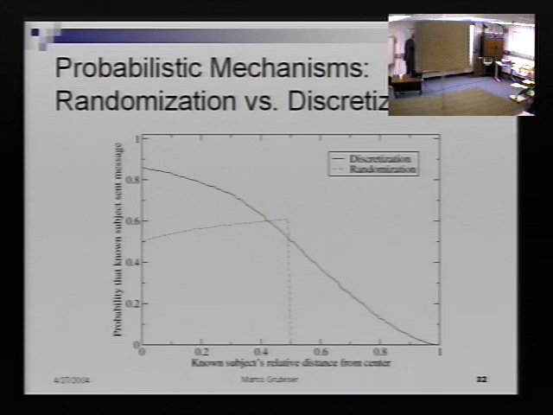Compared to the discrete algorithm, you see here that the adversary can assign much higher probabilities. So here you can be 85% sure that the subject he sees in the database has originated that particular message if the subject is close to the center. So we prefer this randomized algorithm because the adversary never reaches this high certainty.